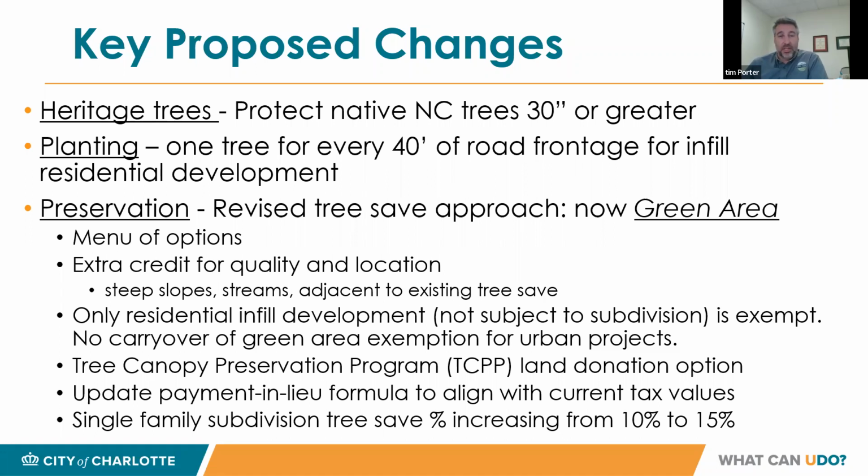In the preservation bucket, as I mentioned earlier, we're proposing tree save evolves and becomes the green area requirement. That menu of options is expanding. And there's also multiple new extra credit incentive options, such as preserving canopy on steep slopes, in stream areas, or in locations adjacent to existing tree save or protected tree canopy areas. A development customer would have the opportunity to qualify for extra credit, meaning their overall percentage, if they locate it in an incentive-based area, would go down from the standard percentage.